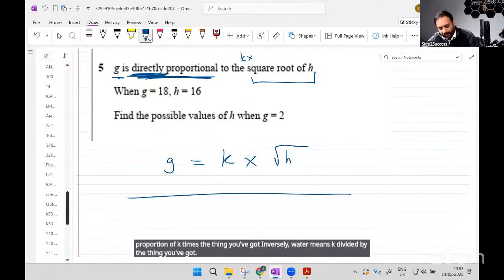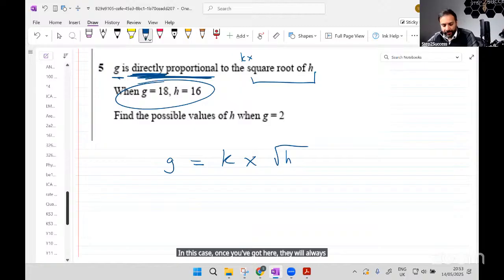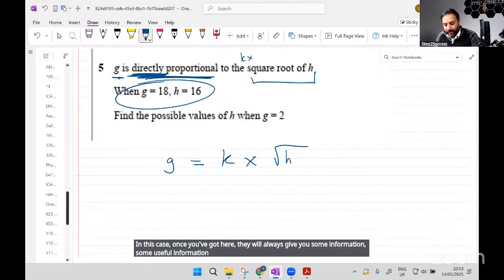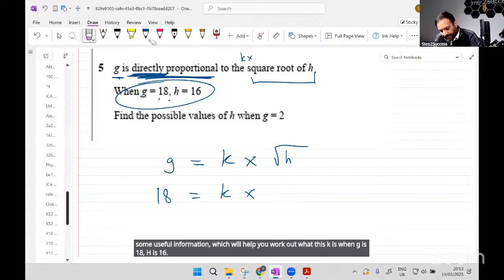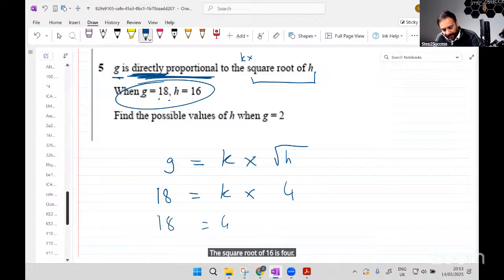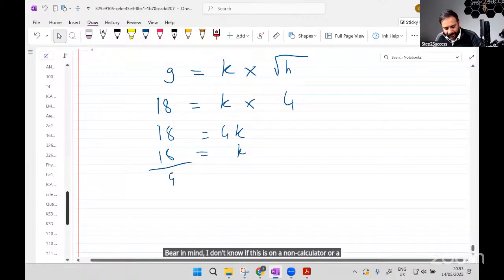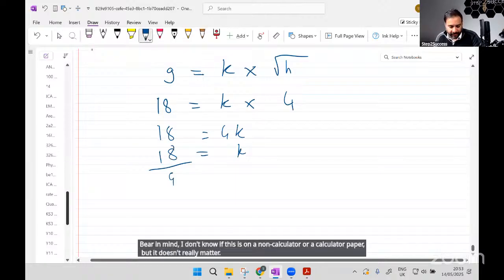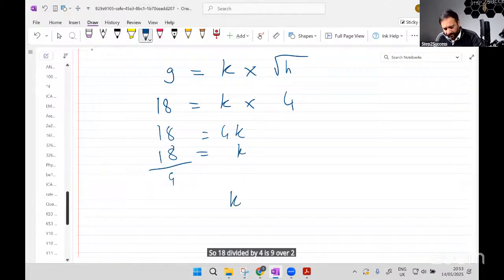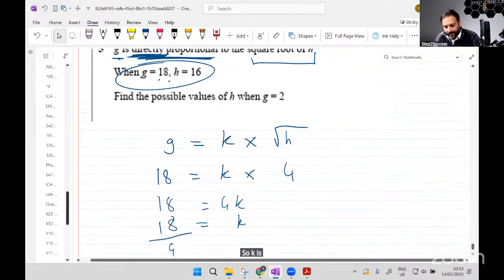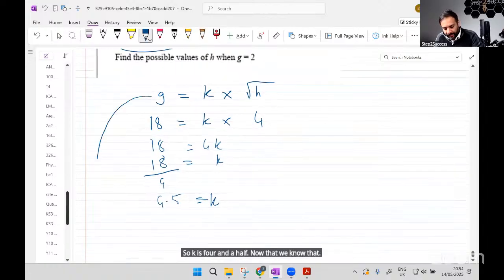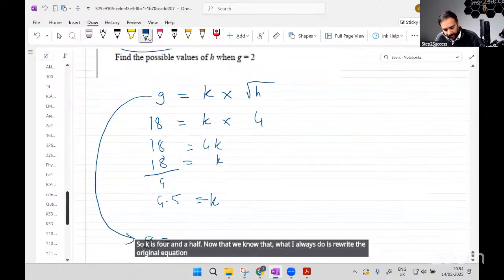They will always give you some useful information, which will help you work out what this K is. When G is 18, H is 16. The square root of 16 is 4, which means 18 equals 4K, and K is 18 over 4. I don't know if this is a calculator paper, but it doesn't really matter. 18 divided by 4 is 9 over 2, which is 4.5. So K is 4.5.